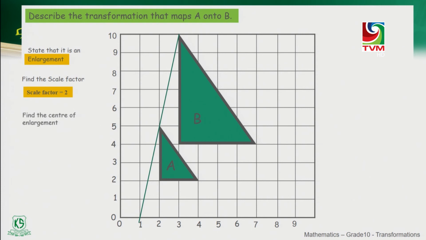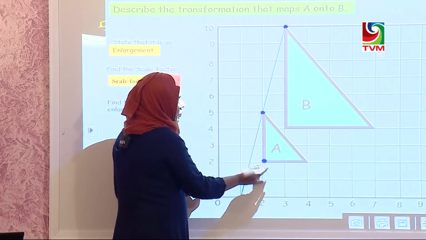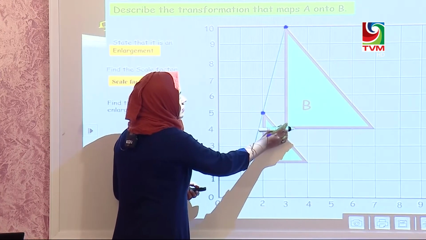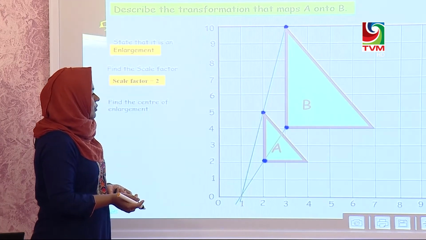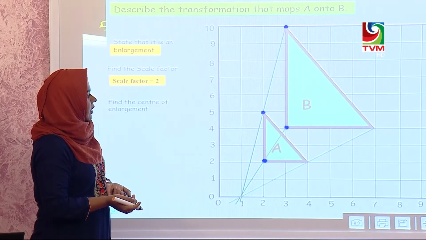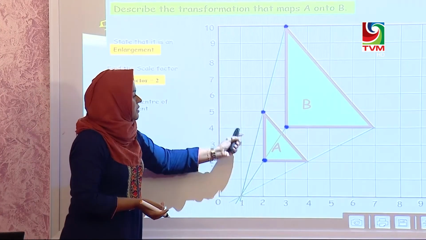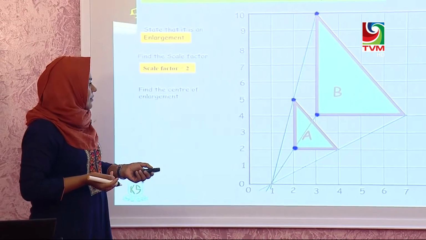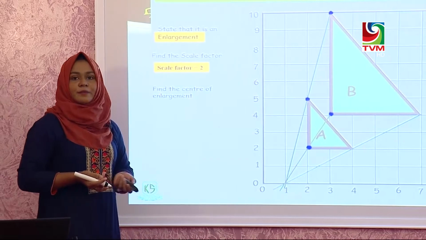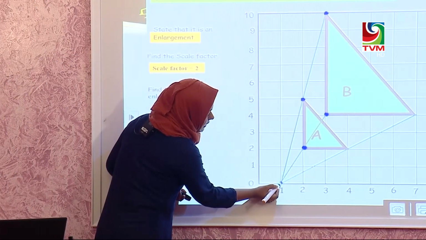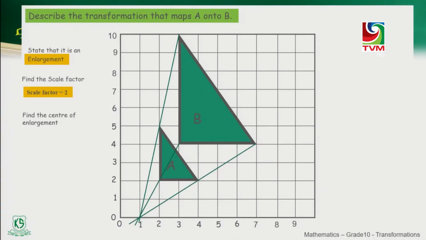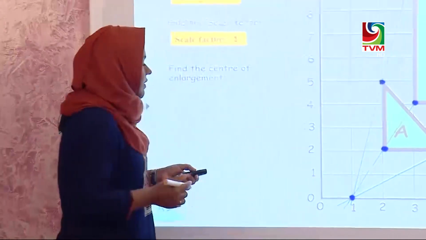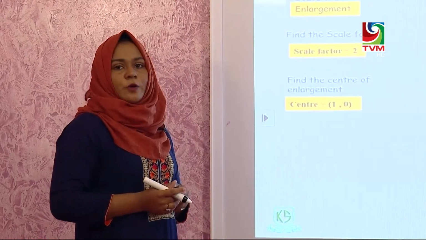Now the same way, identify another pair of corresponding points. Now if you take the point here, the same point on the image is here. Through these 2 points, draw another straight line. Follow the same step for the remaining points. Now when you draw straight lines through the corresponding vertices, you can see all these straight lines will meet at one point. In this case, these 3 lines meet here. So the point at which all the straight lines meet is the center of enlargement. Now here the center of enlargement, x coordinate is 1, y coordinate is 0. So our center is (1, 0).